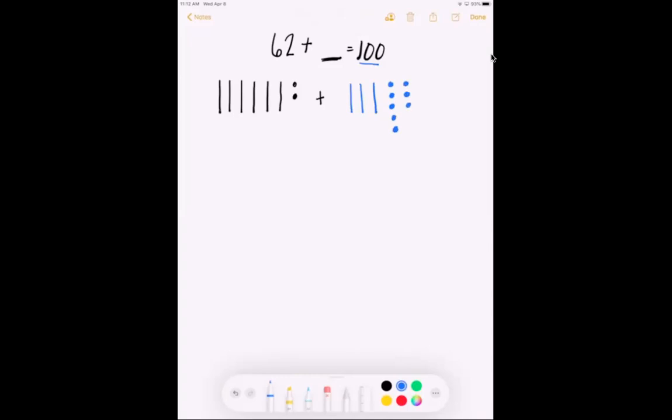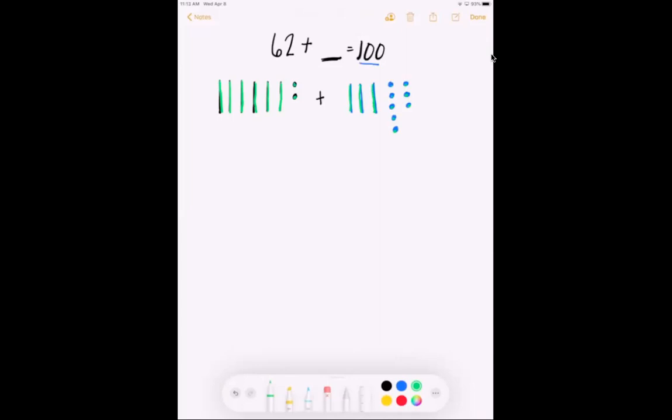I want to make sure that I actually have 100 altogether. Will you help count along with me? 10, 20, 30, 40, 50, 60, 70, 80, 90. Now let's count our ones. 91, 92, 93, 94, 95, 96, 97, 98, 99, 100.